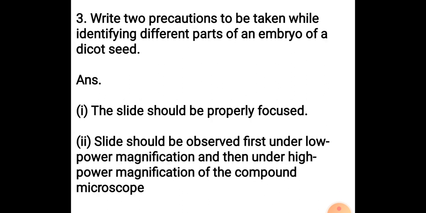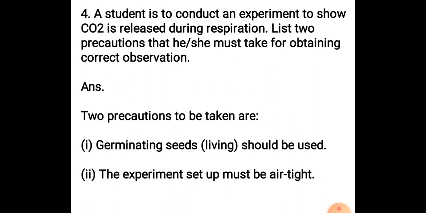Okay. Question number 3, write 2 precautions to be taken while identifying different parts of an embryo of a dicot seed. Now the first is, the slide should be properly focused. Next, the slide should be observed first under low power magnification and then under high power magnification. Now question number 4, a student is to conduct an experiment to show carbon dioxide is released during respiration. List 2 precautions that he or she must take for obtaining correct observation.